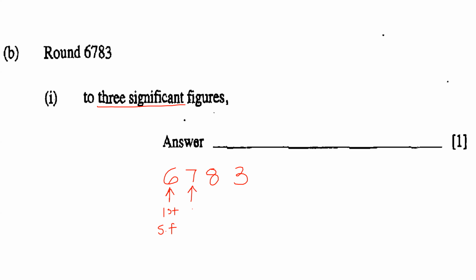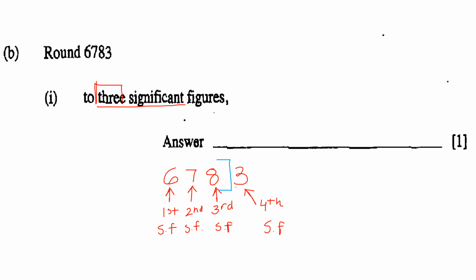The next significant one is number 7. Eight is also significant. That's the third significant figure. Remember, once it's not zero, it's significant. There are cases where zero is significant, but non-zero digits from 1 to 9 are always significant. So we have the fourth significant figure, which is number 3. Now we want to round to three significant figures, so after the third significant figure, we cut off. The first is 6, then 7, then 8. So we cut off at 8.